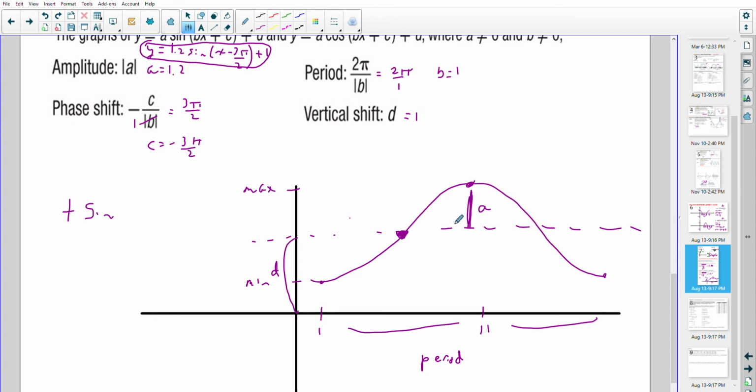That concludes how to get general equations given details, either the details of the graphs or a graph itself, and given the min and the max and the period or half the period.